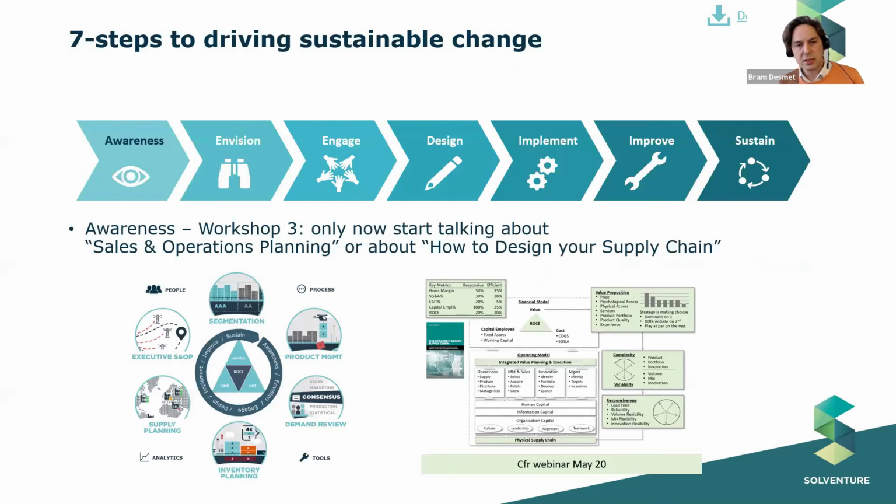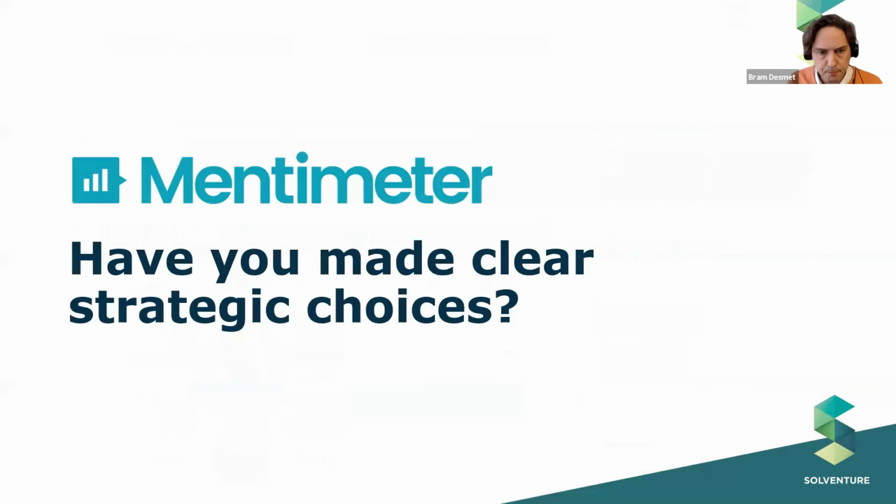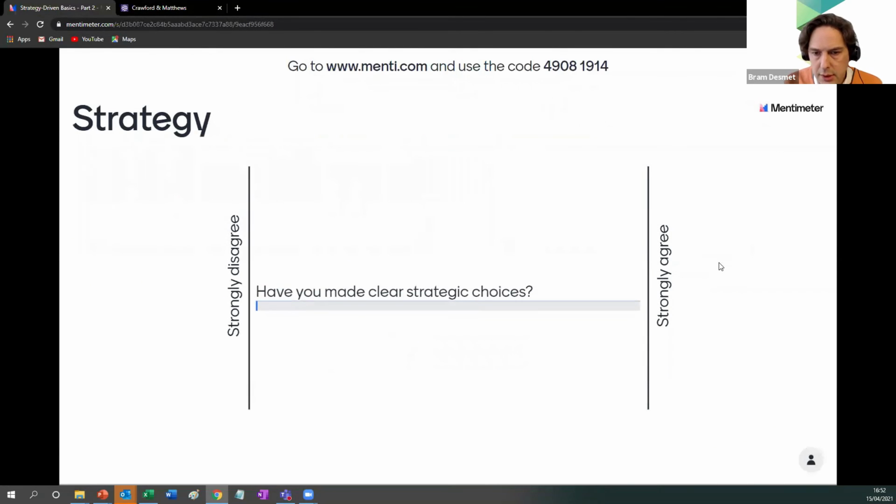And we typically start with the triangle and the strategy before we dig into next workshops, like, okay, what is the impact on the S&OP process? Or what is the impact on the supply chain design? And this is something we will explain further in the webinar, May 27th, in the meantime. Quick check again with you. Do you believe that you have made clear strategic choices?